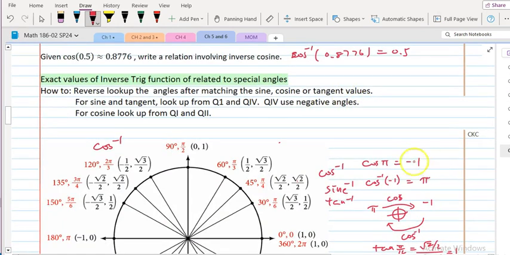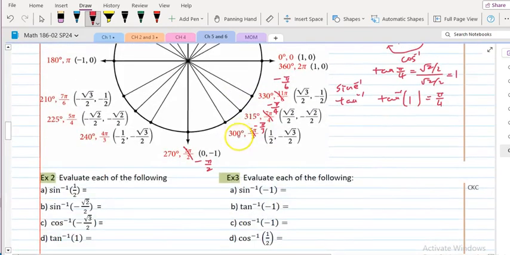Okay, so this is the unit circle. I have the reverse lookup instruction here to find the inverse trig function related to special angles. What are the inputs? You have to recognize that if you run into values of 1, root 3 over 2, root 2 over 2, 1/2 for sine and cosine, they are special angles. They would get into pi over 2, pi over 3 types of angles. And for tangent, it would be root 3, negative root 3, 1, all those. For sine and tangent, look up quadrant 1 and quadrant 4, where quadrant 4 uses negative angles. For cosine, look up from quadrant 1 and 2, both positive angles.